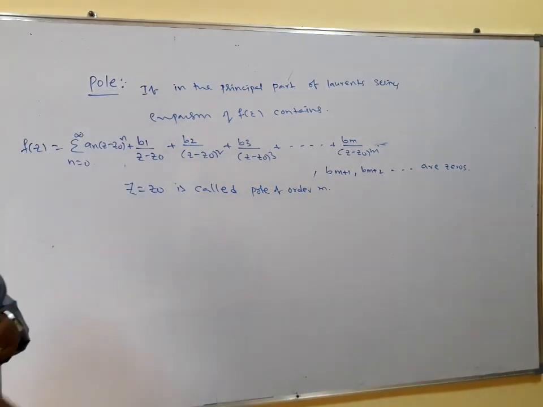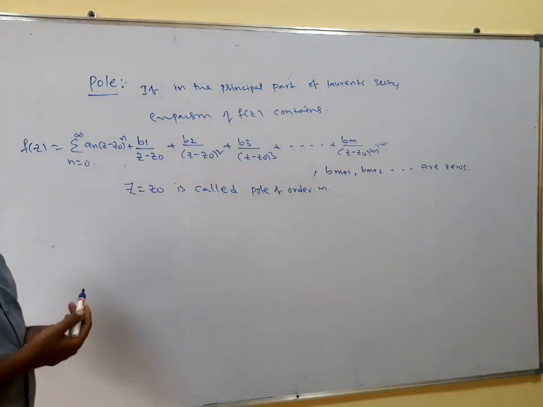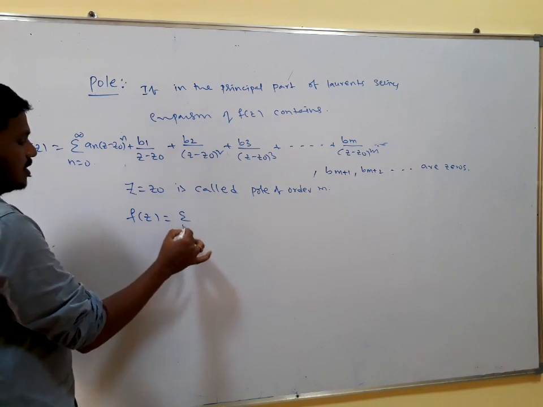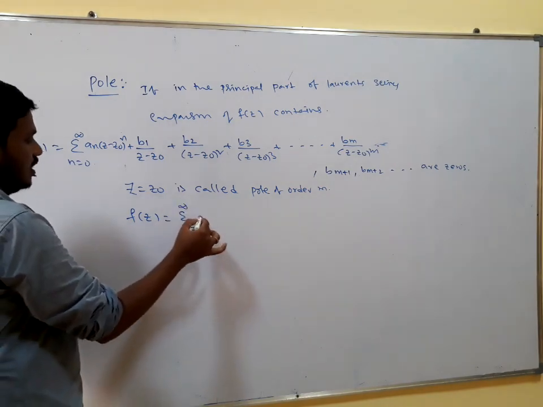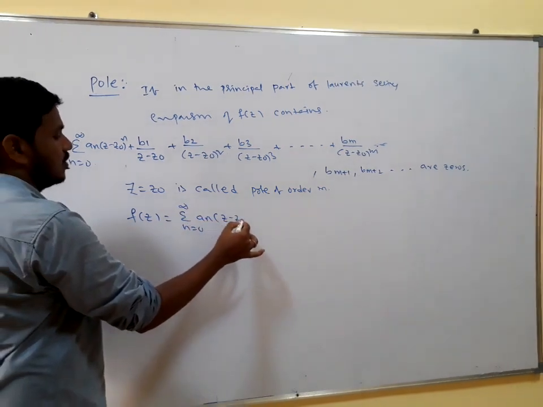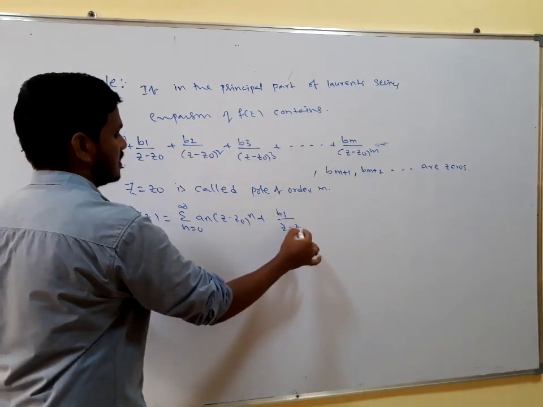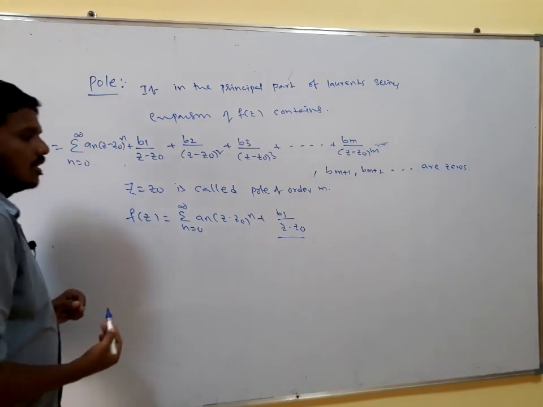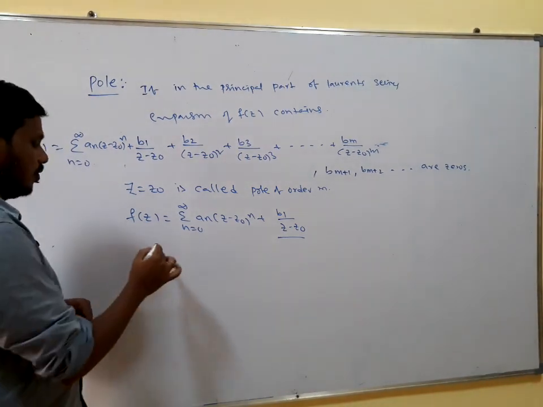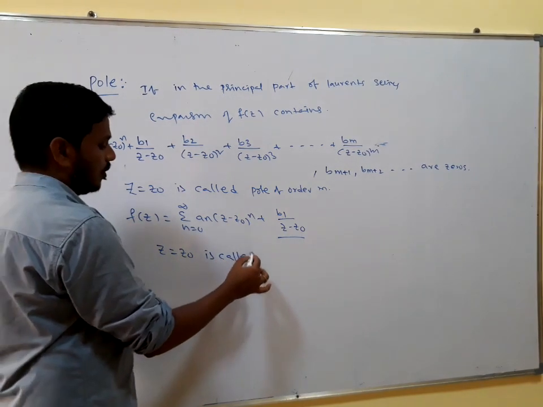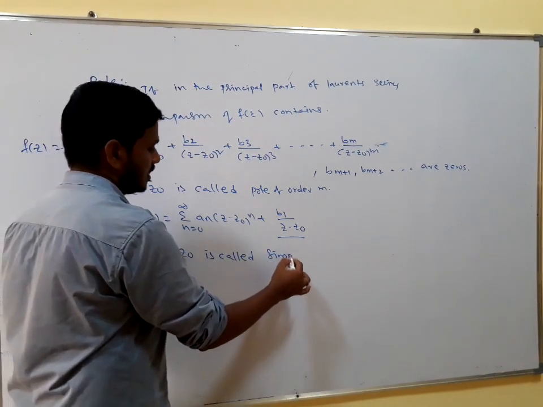Suppose we have only one term in the principal part of f of z, that means f of z equals the summation n equals 0 to infinity of a n times z minus z0 whole to the power of n. This is the analytic part, plus b1 divided by z minus z0. Only one term is there. In that case, the point z equals z0 is called a simple pole.